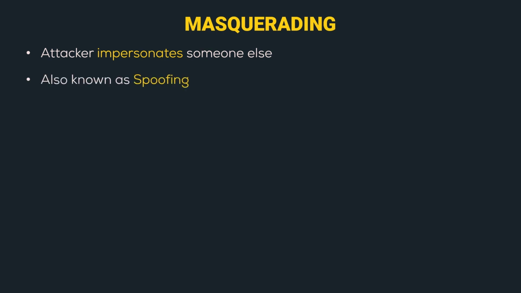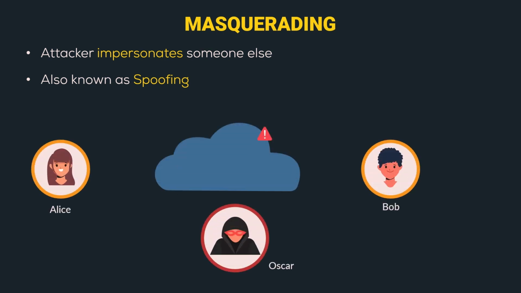Let's go to the next attack, which is masquerading. So in masquerading attack, the attacker impersonates someone else. This attack is also known as spoofing. Let's call our graphics to understand it better.